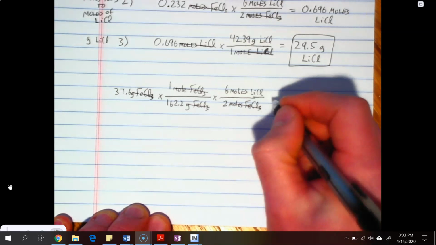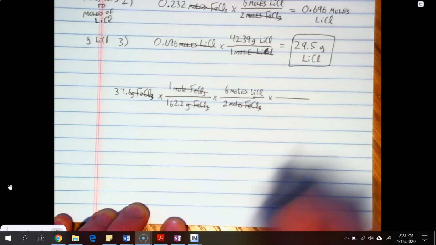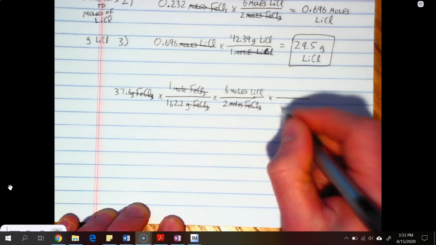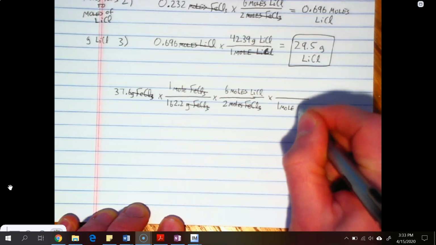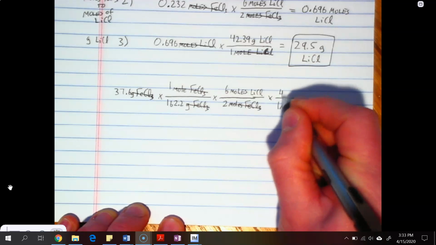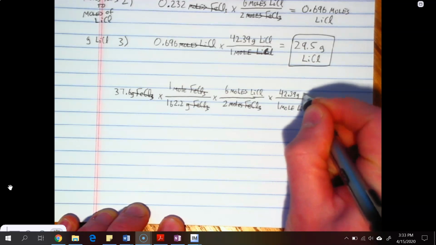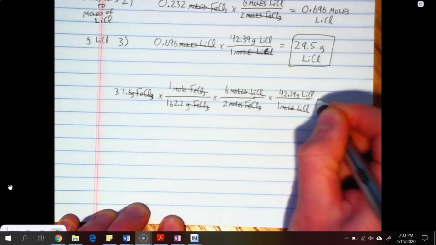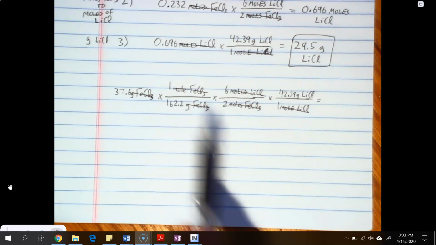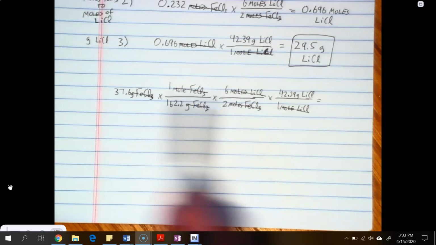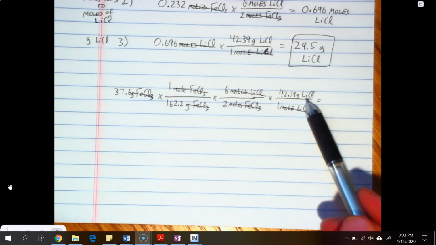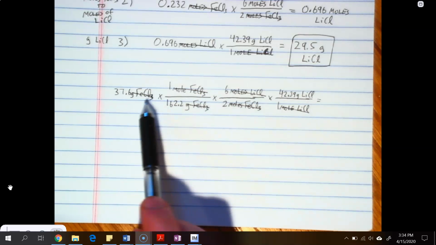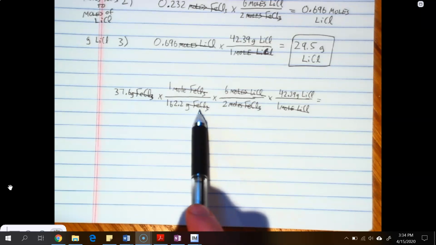But I don't want moles of LiCl, I want grams of LiCl. So I'm going to do one more step here, and that's that last step we did up on the top. 1 mole of LiCl is equal to 42.39 grams of LiCl. And now my moles of LiCl cancel. So what I've done here is created an equation where I can just do a bunch of multiplying by fractions and end with units of LiCl, because all of my other units have canceled out. Right? I've got grams of FeCl3 on the top and grams of FeCl3 on the bottom.